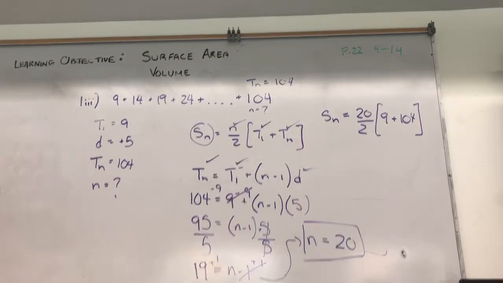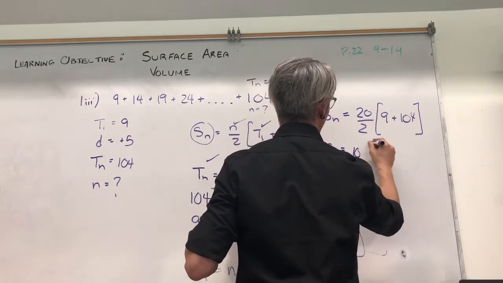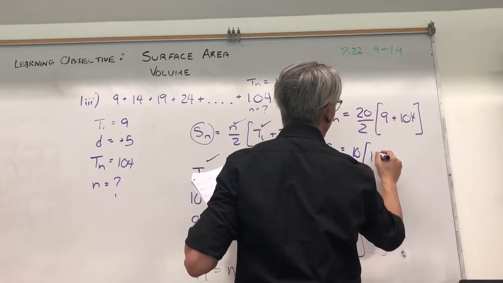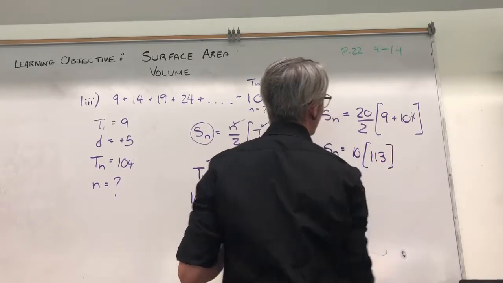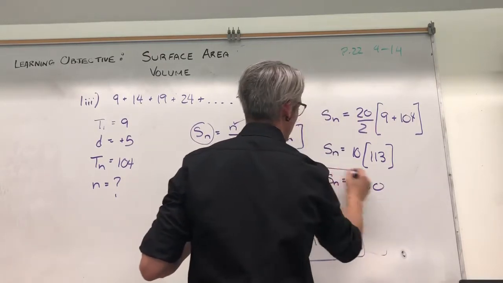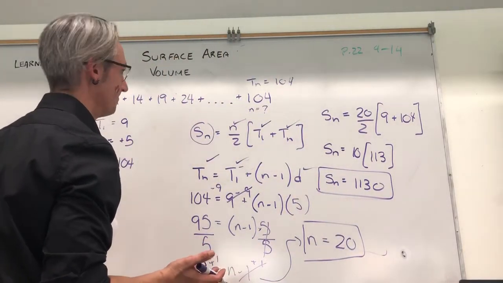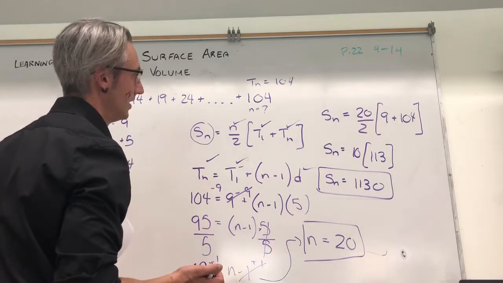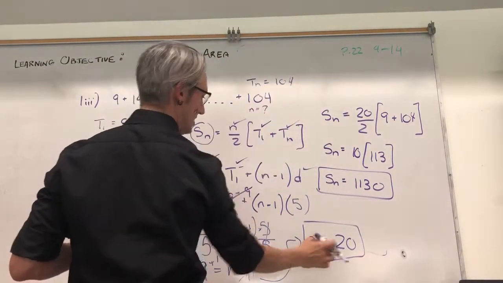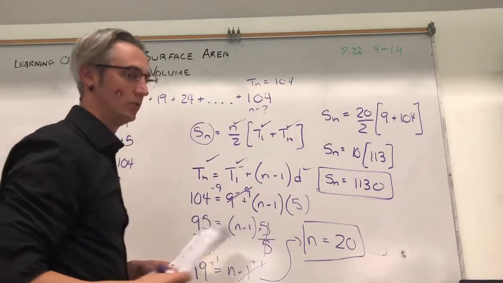Okay. Sorry about that. So Sn is equal to 10 times (9 plus 104), which is 113. Sn is 1130, I hope. I think so. Okay, so the sum of my 20-term series is 1130, where the last term is 104. Okay?